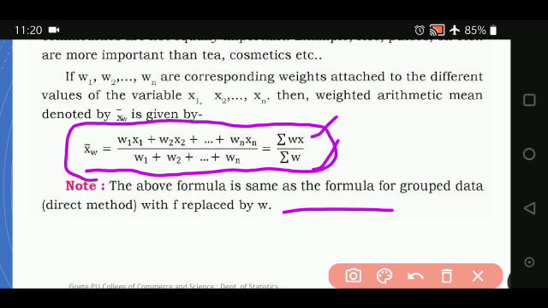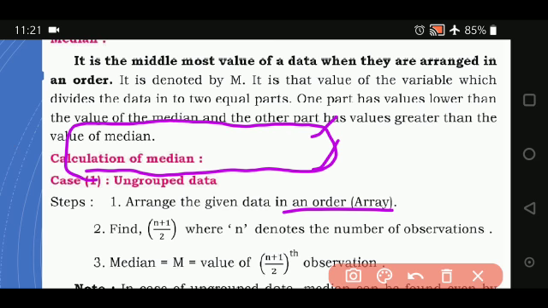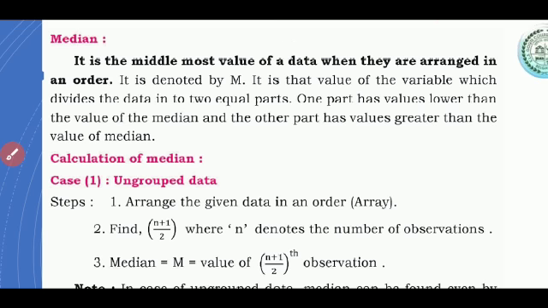Now the next important formula or average is the median. What is median? It is the middlemost value of the data when they are arranged in an order. It is denoted by capital M. It is that value of the variable which divides the data into two equal parts. One part has values lower than the median and the other part has values greater than the median. So, median is the middlemost value.